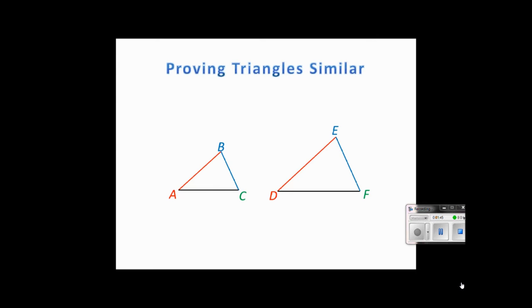The second way to prove that triangles are similar is called the side-angle-side similarity theorem. We're going to use the letters SAS and then the similar symbol. And instead of showing that the sides are congruent, what we need to do is prove that they have the same scale factor.